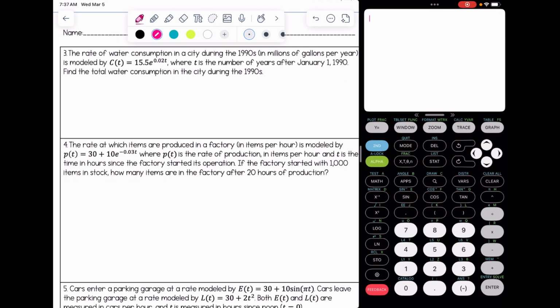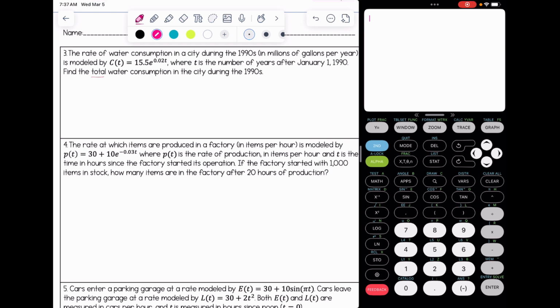Okay, for numbers 3, 4, and 5, I will be using my TI-84 calculator to do some of the calculations. All right, number 3: the rate of water consumption in a city during the 1990s, in millions of gallons per year, is modeled by c of t equals 15.5 e to the 0.02t. T represents the number of years after January 1st, 1990. We're asked to find the total water consumption in the city during the 1990s.